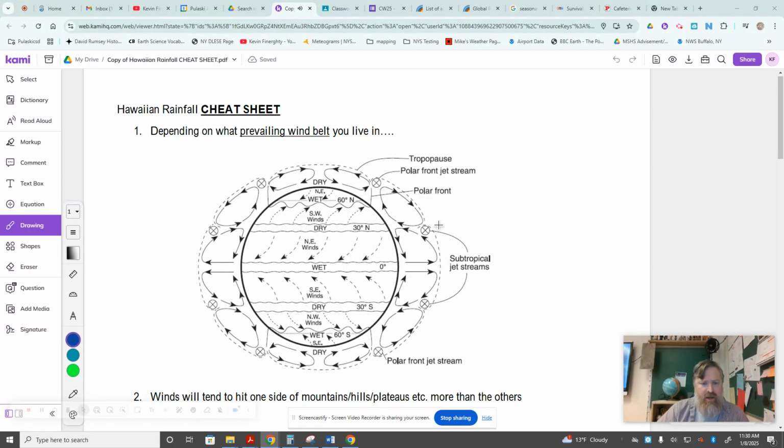What's happening, everybody? You were absent for the Hawaiian Rainfall cheat sheet. So let's do this, get you going, then you can go in the lab. If you ever hear the phrase prevailing winds, here's what that means.